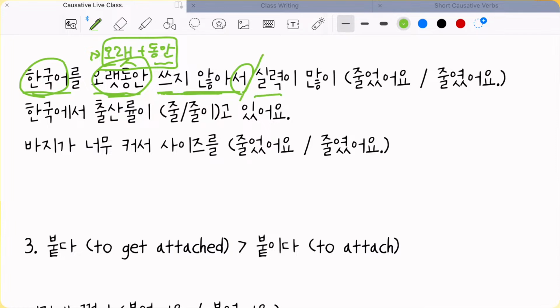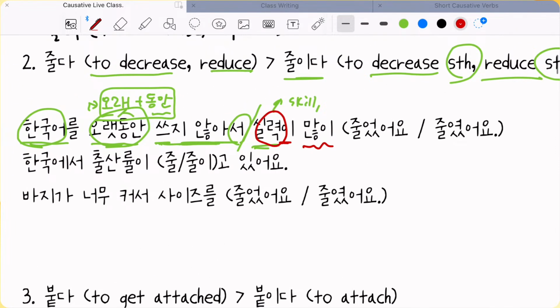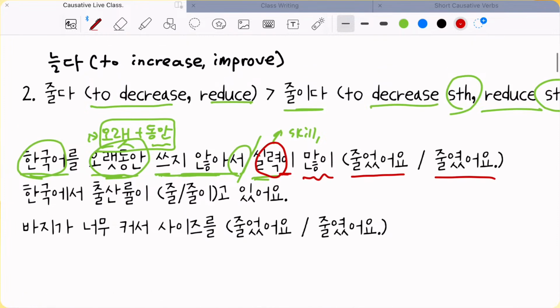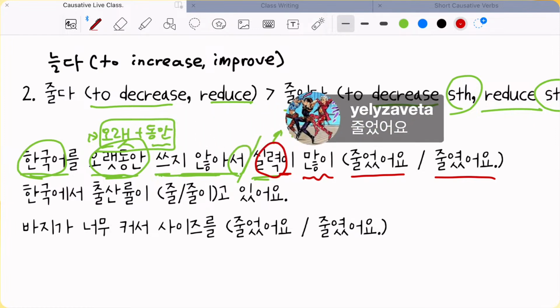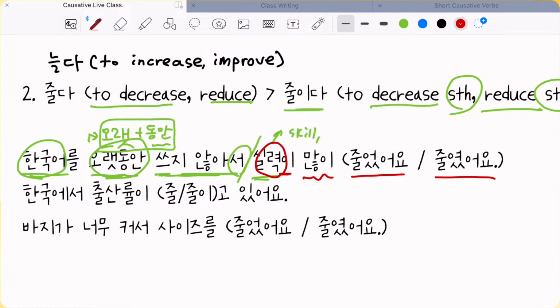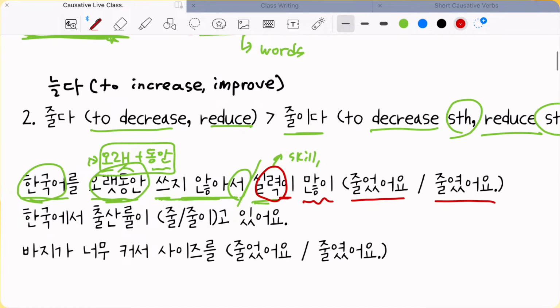So 실력 means your skill. When it comes to language, it would be your proficiency, right? So 실력이 많이 줄었어요. So subject is 실력, your skill. 줄었어요 or 줄였어요? Which one do you think is correct, guys? 그렇죠. 줄었어요가 맞아요. Because you're talking about your skill decreasing, something decrease, right?